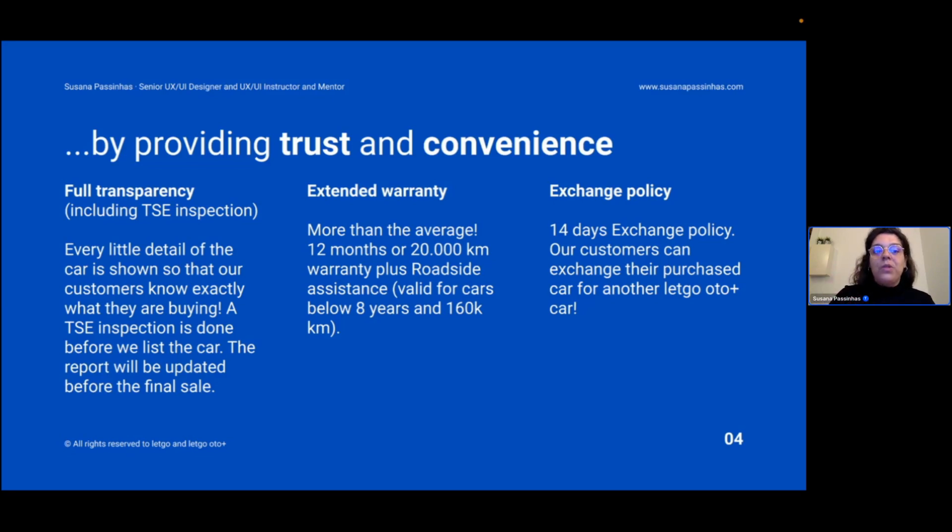Our promise is to provide full transparency, meaning every detail of the car is visible. I don't know if you ever bought a second-hand car, but maybe people don't tell you what problems the car has, so they can sell it more expensive and so on. So our goal was to provide full transparency. Show the reports, do an inspection. Extended warranty, more than average. Exchange policy, 14 days that you can exchange your car for another one. So this was the part of marketing, and also the part that we take into the experience. Is this clear? This is what we are promising to our user according to the needs.